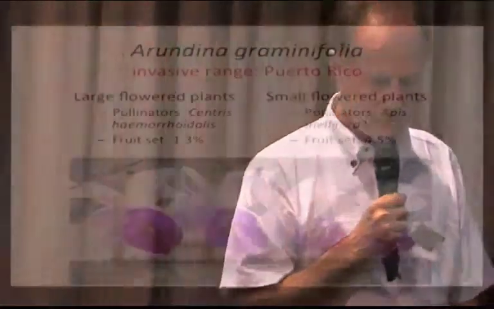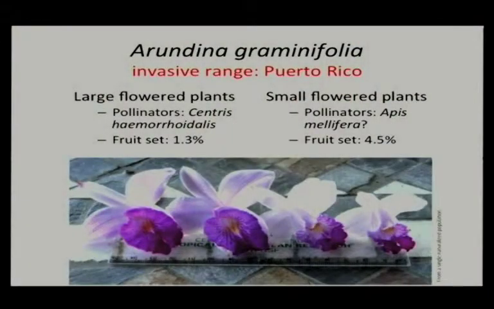And then it turns out that species distribution modeling suggests that there's still some room for range expansion, even though this species has been around in Hawaii for quite a few decades. In Puerto Rico, it's a little bit different story. We have big flowered plants, and we have small flowered plants. And the small flowered plants have higher fruit set, although it's very low, than the large flowered plants.